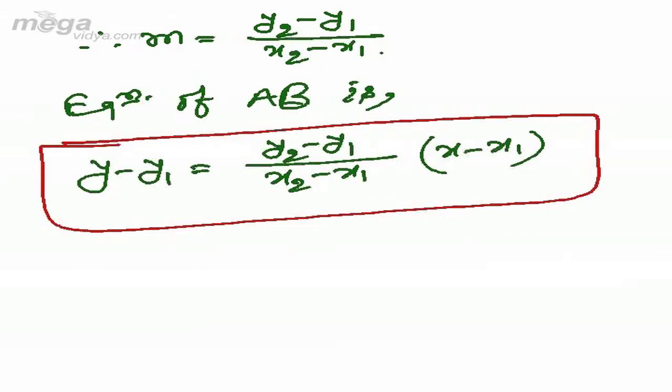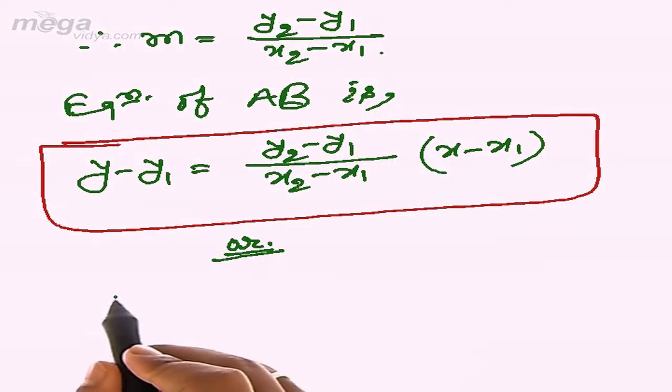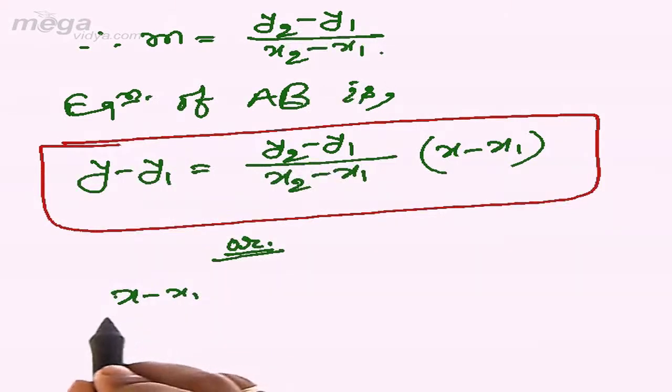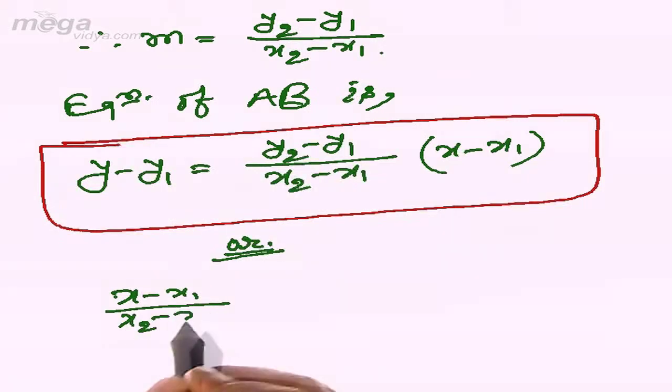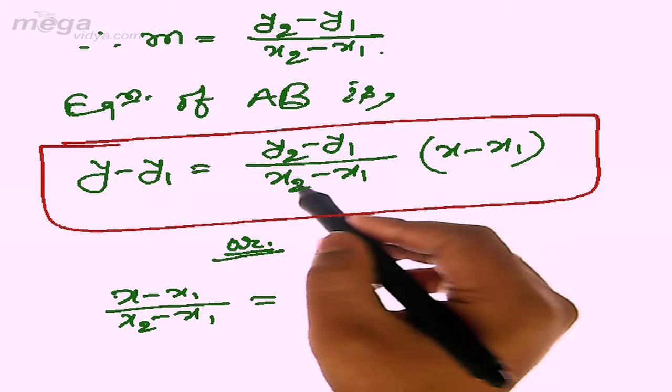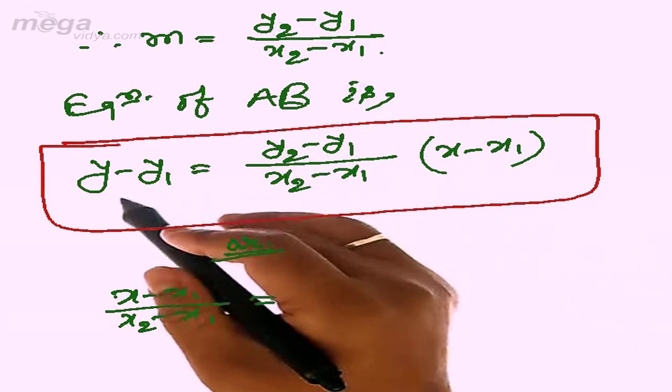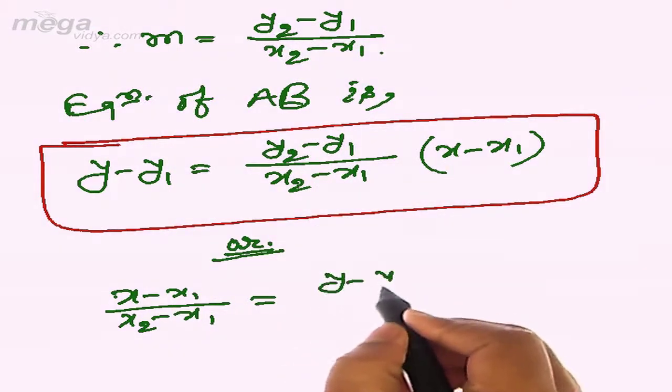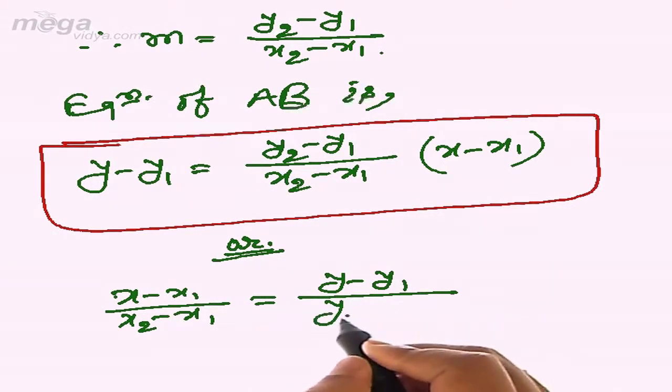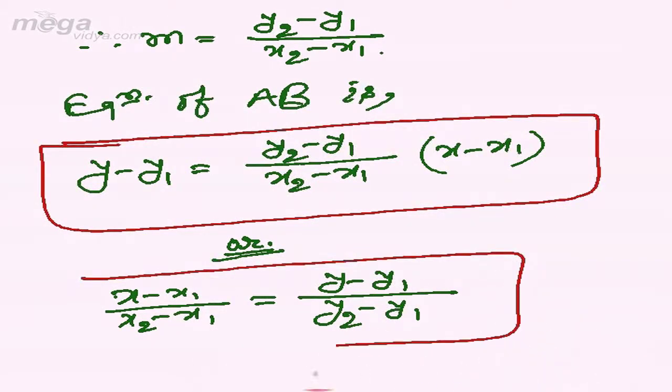Or you can remember it like this also: x minus x1 upon x2 minus x1. When you bring x2 minus x1 on the right side and y2 minus y1 on the left side, it becomes y minus y1 upon y2 minus y1. So this is also the equation of the same straight line using the two points form.